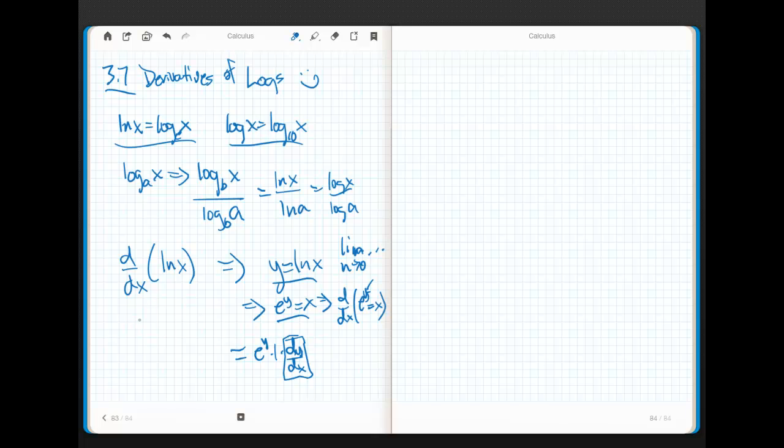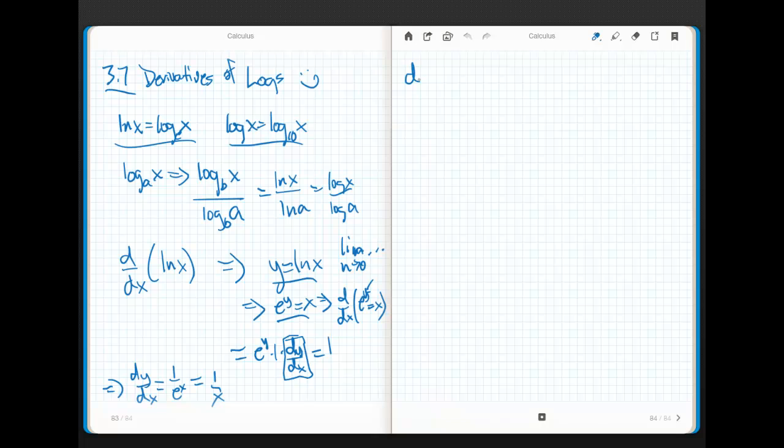The derivative of y is dy over dx. And then, of course, this equals 1, right? So in a real quick blast of algebra, if I solve for dy over dx, which is what I wanted, isn't it just 1 over e to the y? Look close. e to the y was x. So the derivative of the natural log of x is just 1 over x. That's all that it is.